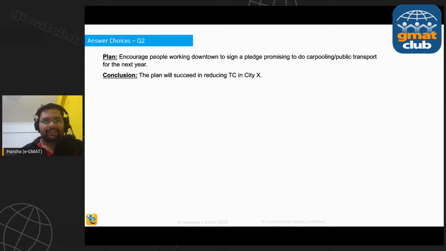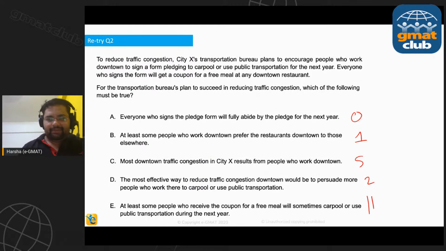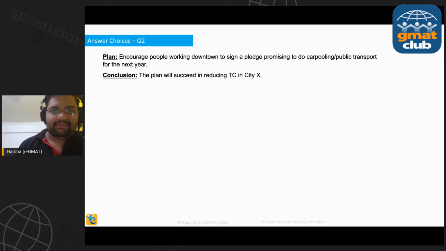All right. So we've already understood the argument. We've done all that visualization. All that is set. Let's remember what the plan was. The plan was to encourage people who are working downtown to sign a certain pledge. What am I fundamentally doing? I'm promising to do carpooling or public transport for the whole of next year. And what is the incentive I'm getting? Just one free meal coupon. At some level, you have to think, just for one free meal coupon, will you commit for an entire year? Yeah, but that's beside the point. Those are things that I would like you to think about.